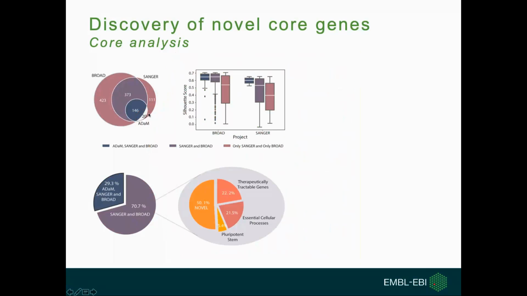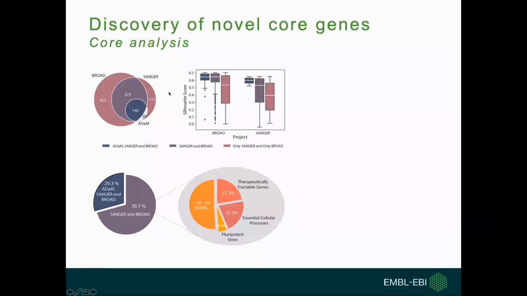So because we saw only Broad and only Sanger, because of these 20 genes, and also we saw that the Broad and Sanger clustering score, here this is the SLED score, is low compared to the intersected genes, we decided to continue with core labeling as if the genes are predicted with both projects.